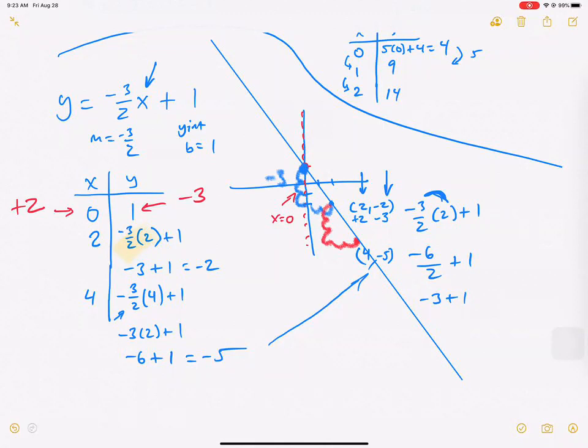What is 0 plus 2? Isn't that 2? We're there. What is 1 minus 3? Negative 2. We're there. What is 2 plus 2? Becomes 4. Remember, this is my run, x change. And what is my y change? Negative 2 minus 3 is negative 5. So we could build out this chart without actually plugging in that equation.